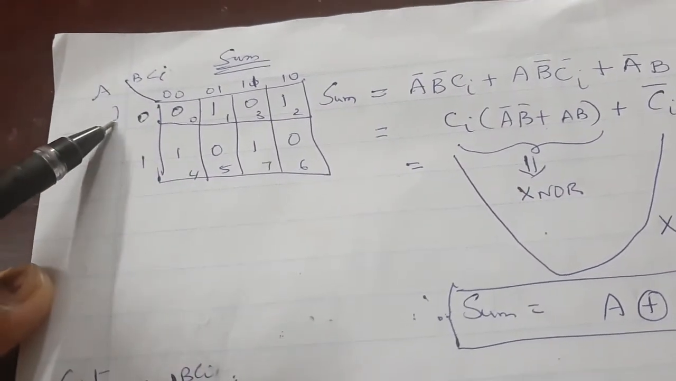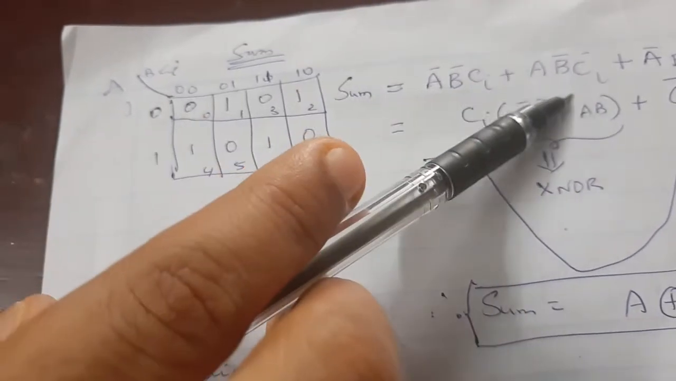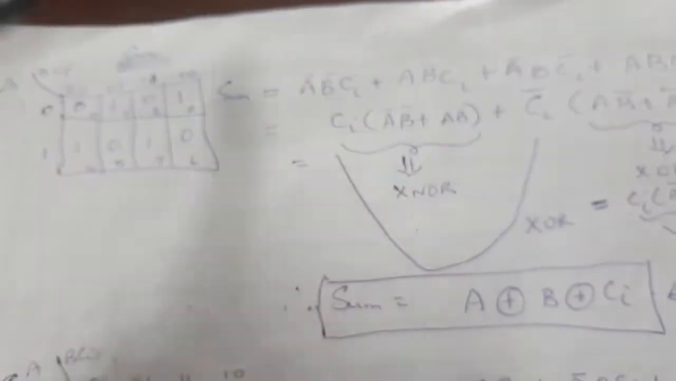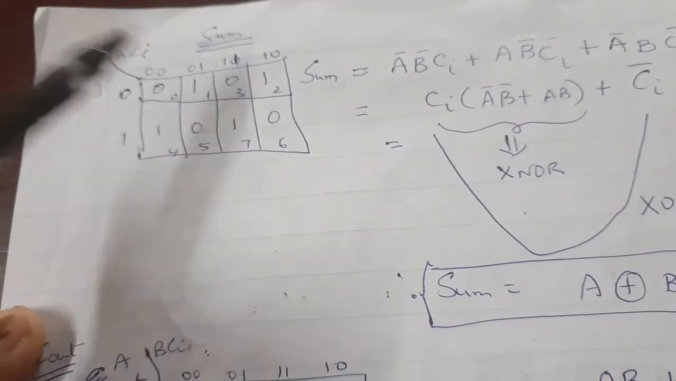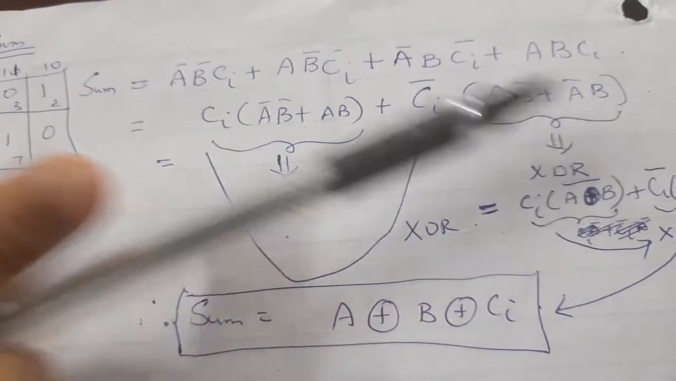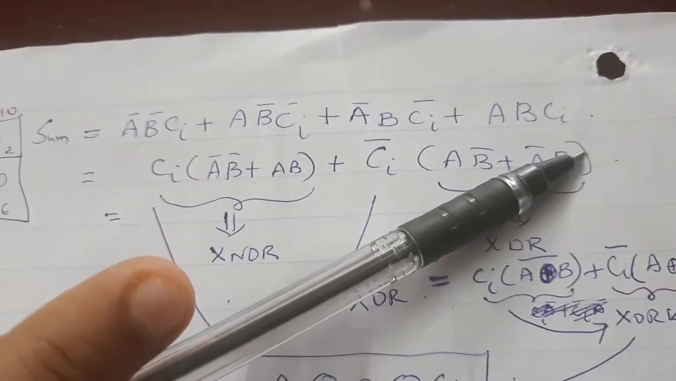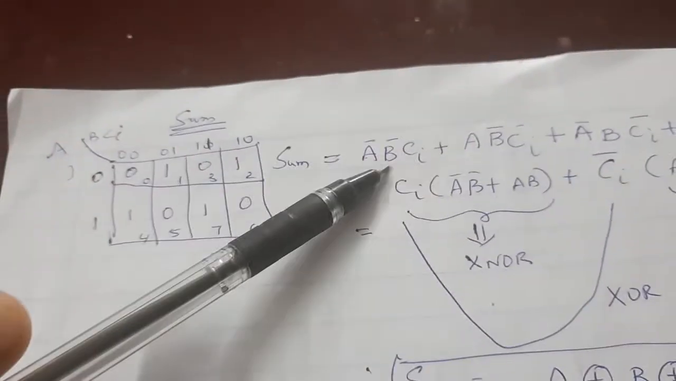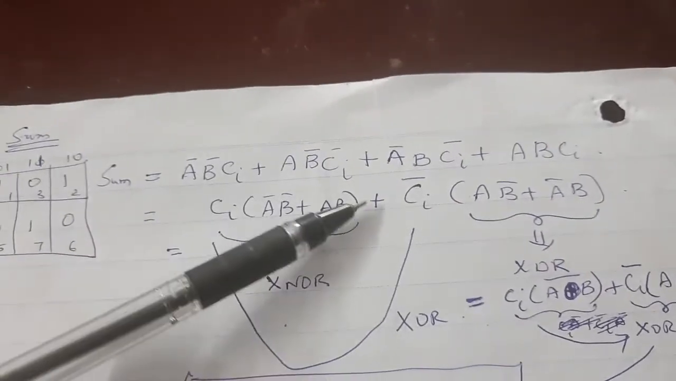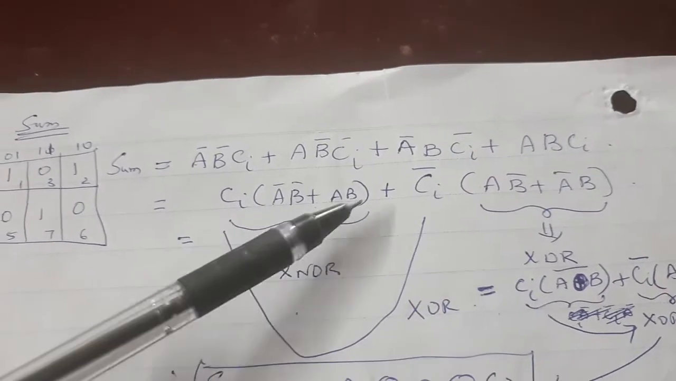Take this one. What is the answer? You can write down A bar, B bar, Cin. First condition. Second one, A bar, B, C bar. Third condition, it is A, B bar, Cin bar. Next condition, A, B, Cin. Once you have written this, what is the common term? Cin is common. So take common Cin. AB plus A bar B bar.